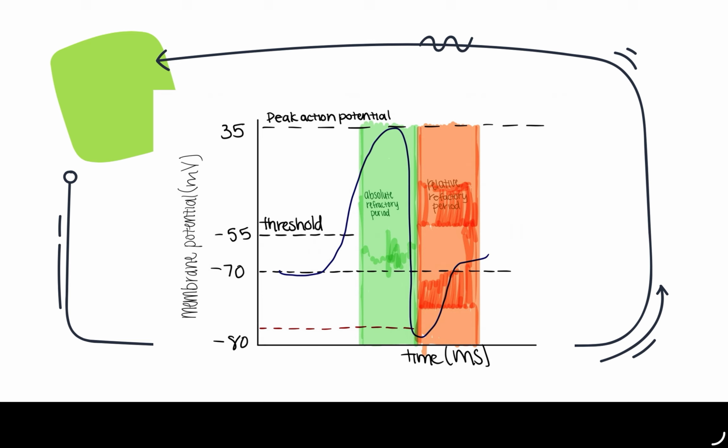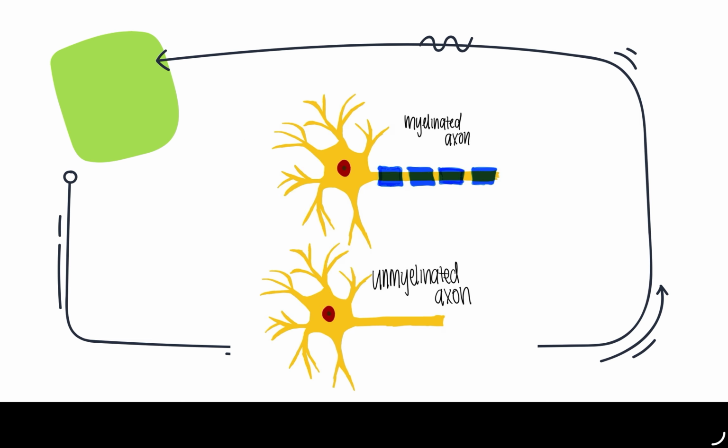The signal travels down the axon in the conductive segment. Continuous conduction is slower and happens without myelin, while saltatory conduction is faster and jumps between nodes in myelinated neurons.